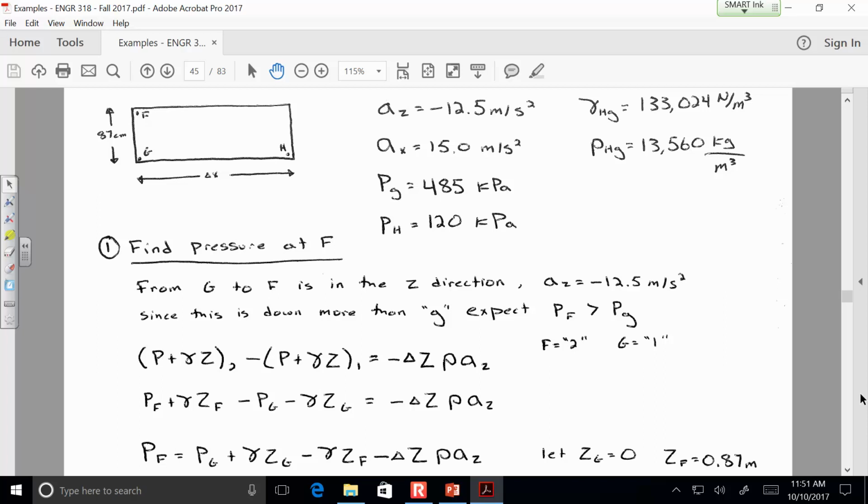Okay, in the example, it was the specific gravity that's given, so you have to use that to calculate the unit weight and the density of the fluid, because we're going to need to know both of those when we make substitutions. And now finding the pressure at F means that we're working in the vertical direction. So the acceleration we're interested in is this negative 12.5 meters per second squared. So in the vertical direction, we've got to make sure that negative sign is substituted in. And then the other thing is distinguishing 2 from 1. So 2 is F because it's above location G. Has more of the Z direction.